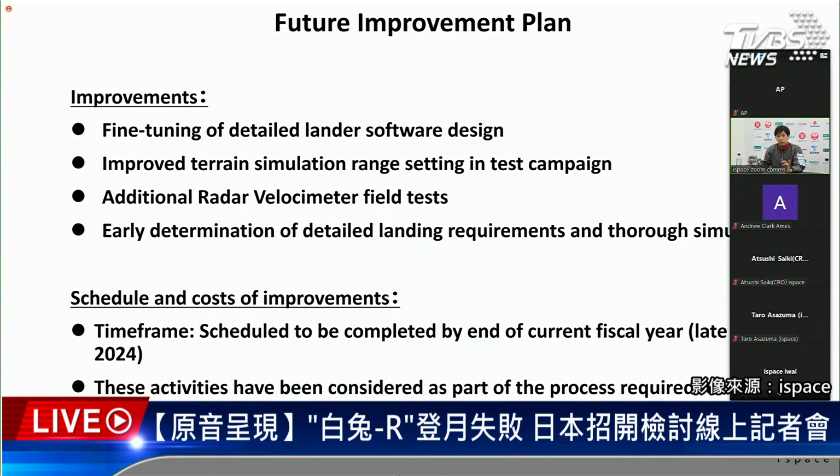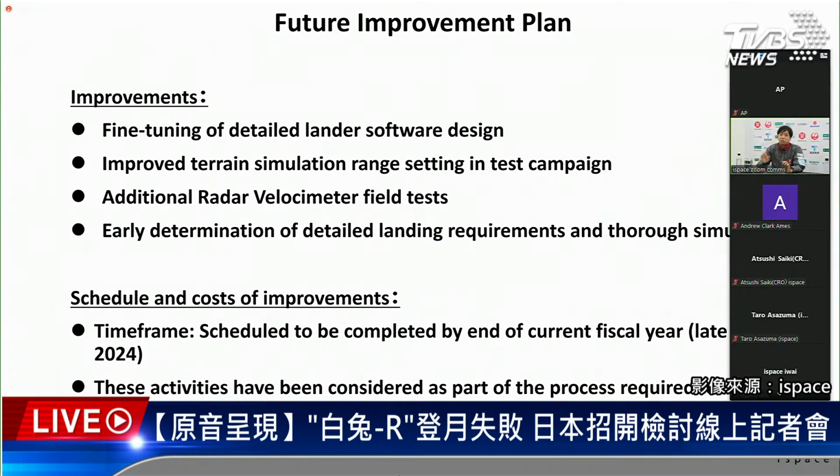Of course, we already completed testing on the ground. But the more important point is we need to further ensure the performance of the radar velocimeter. Now we are planning an additional radar velocimeter field test on the ground to get more confident in our radar velocimeter performance. Then, finally, the most important point is the early determination of the landing site.